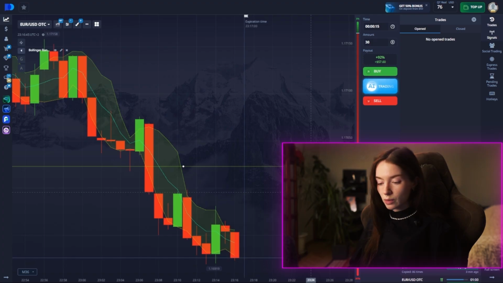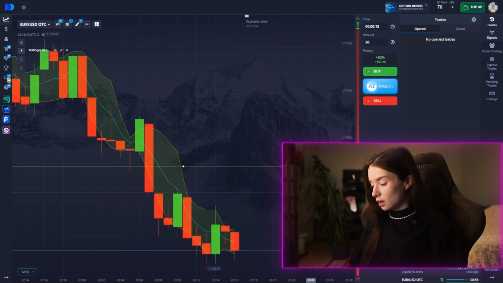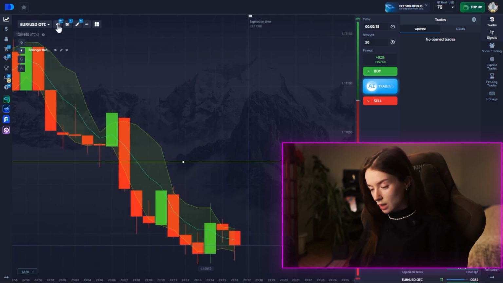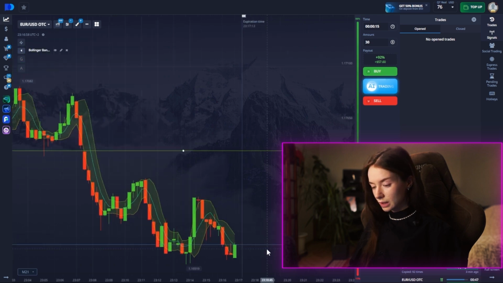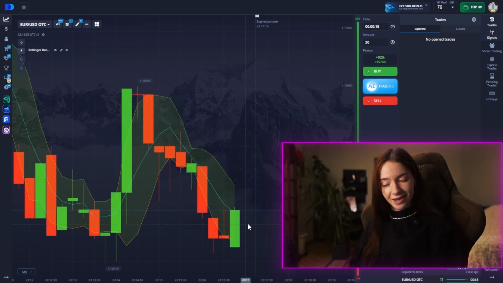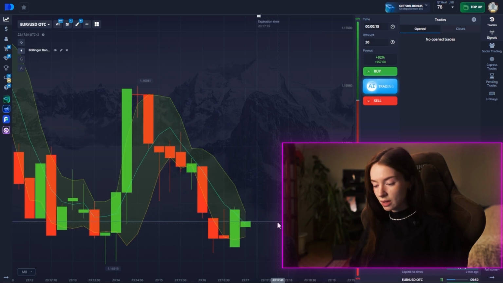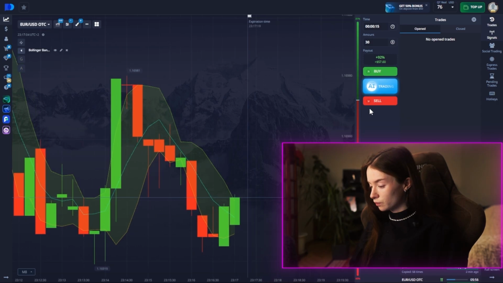Now there will be another series of short trades. I'm waiting for the band touch. Let's see a small 15-second impulse. It's pulsing toward a buy. When it touches the band, we can go for a sell.